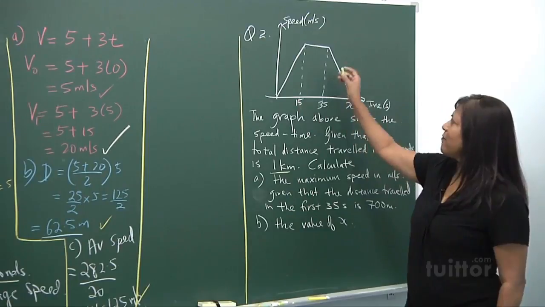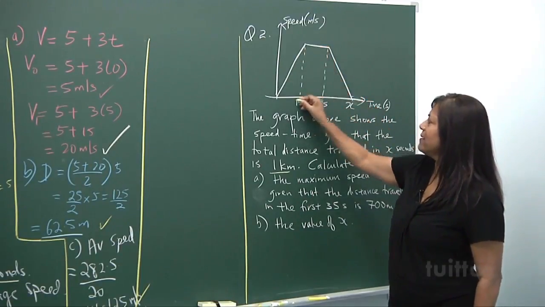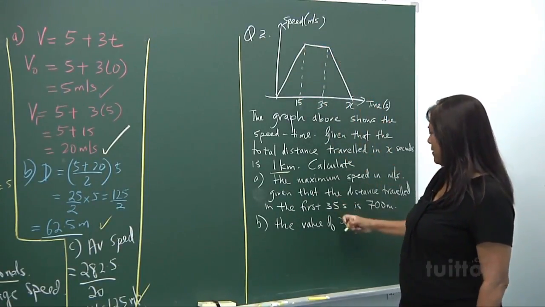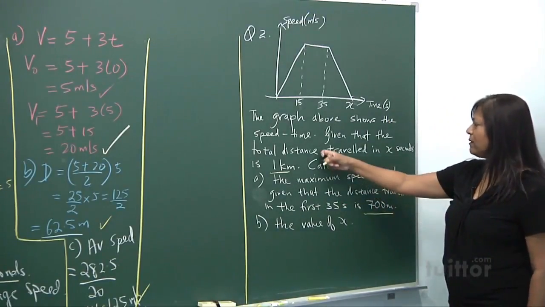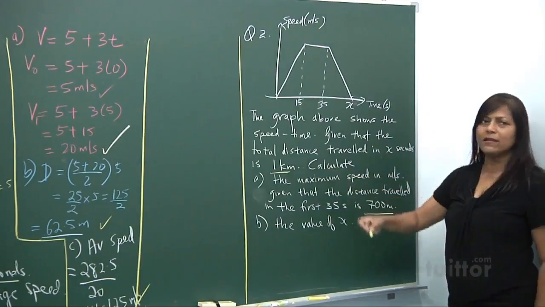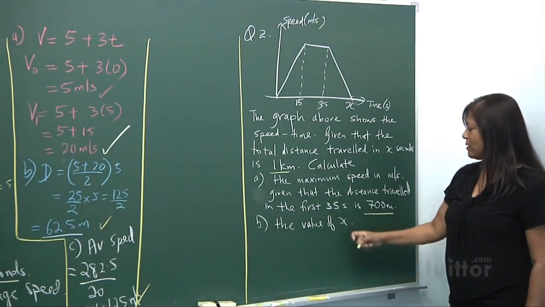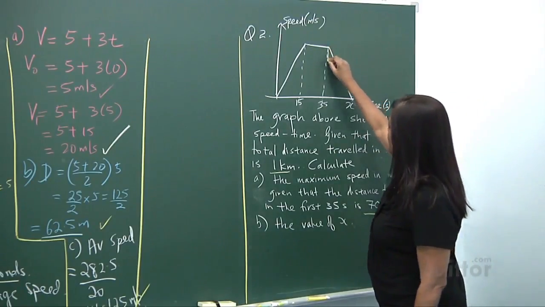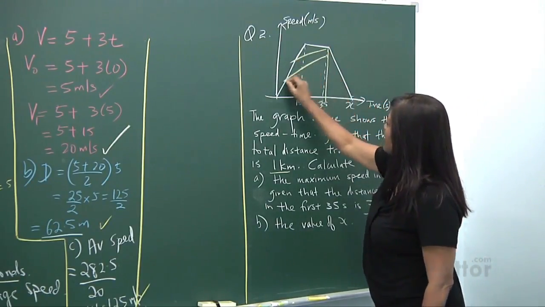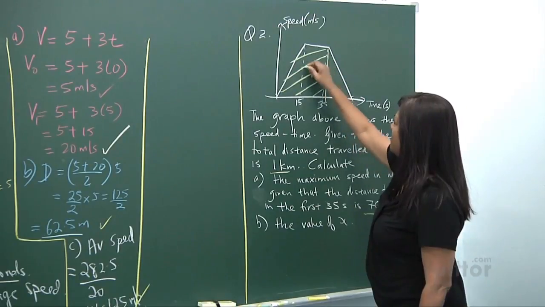Now they said in the first 35 seconds, the distance traveled is 700 meters. And then the total distance covered is 1 kilometer. So they want to find the value of X. Now that makes it a lot easier. We say, hey, your distance here is 700 meters.